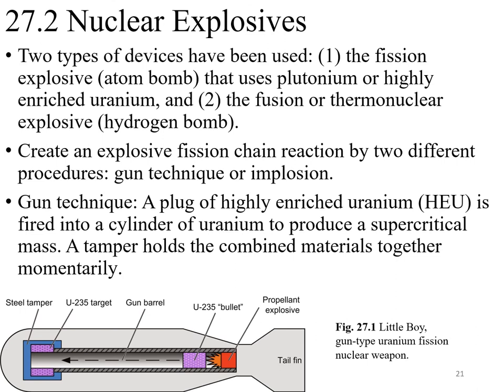First, we note that two types of devices have been used. First is the fission explosive atomic bomb. It uses plutonium or highly enriched uranium. The second one is the fusion or thermonuclear explosive, which we can also call the hydrogen bomb. The reactions described in earlier chapters are involved. Next, we will talk about the fission explosive.